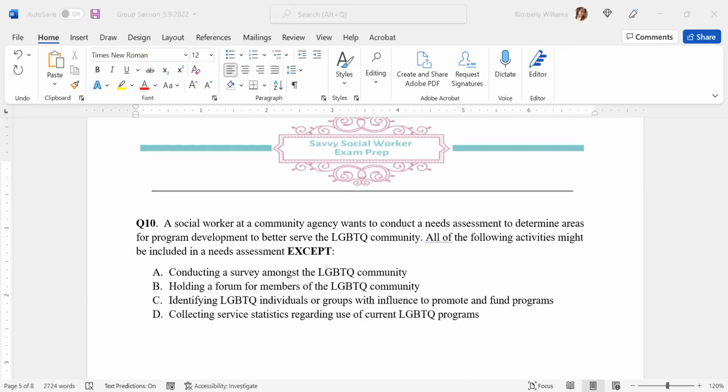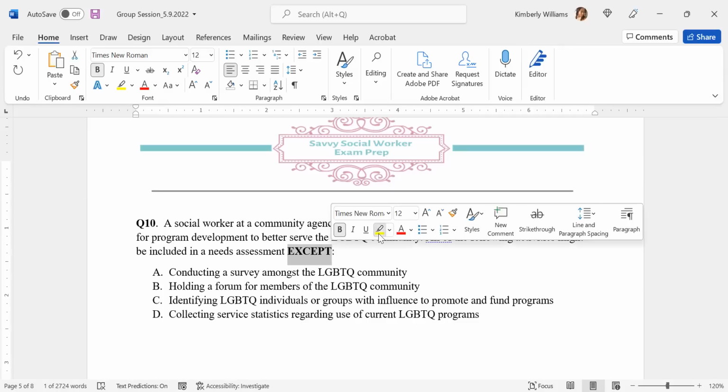It says a social worker at a community agency wants to conduct a needs assessment to determine areas of program development to better serve the LGBTQ community. All of the following activities might be included in a needs assessment, except. Ooh, this word is except, y'all. This word be tearing me up.